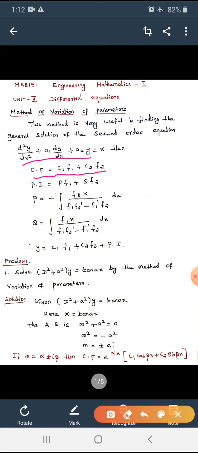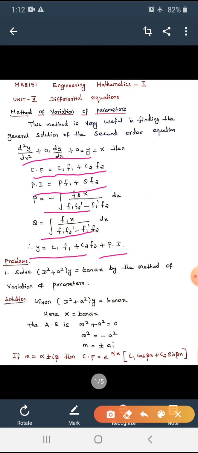and particular integral will be of the form capital P f1 plus capital Q f2, where P can be calculated using the formula P is equal to minus integral small f2 into capital X by f1 f2 dash minus f1 dash f2 dx, and capital Q is equal to integral f1 X by f1 f2 dash minus f1 dash f2 dx. After finding all the values, we can find the solution for this equation, that is y is equal to c1 f1 plus c2 f2 plus PI.